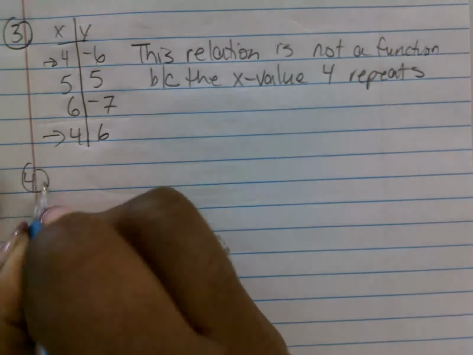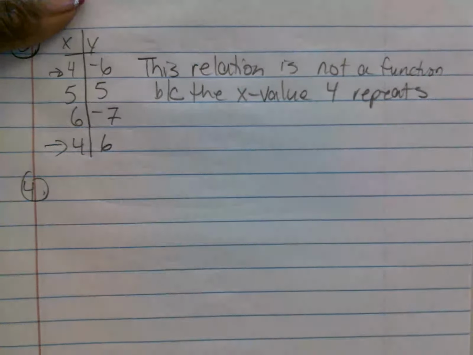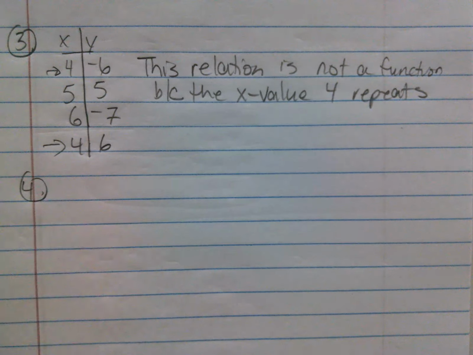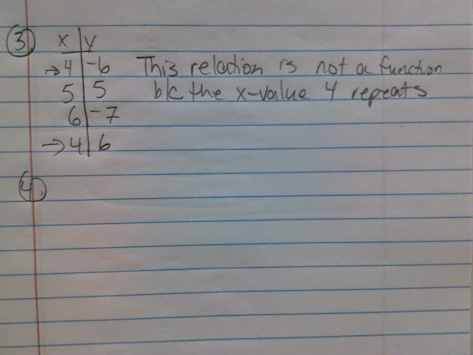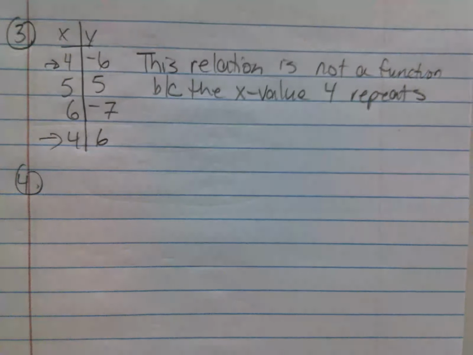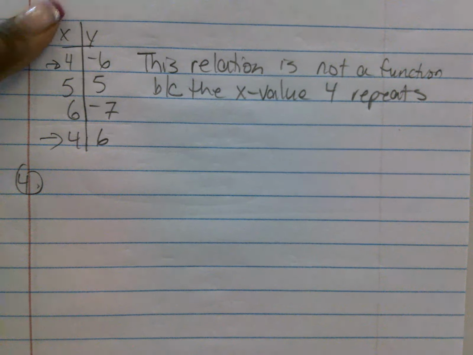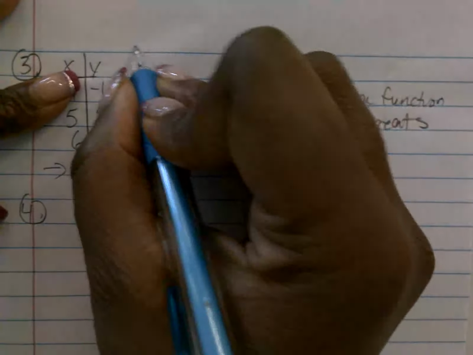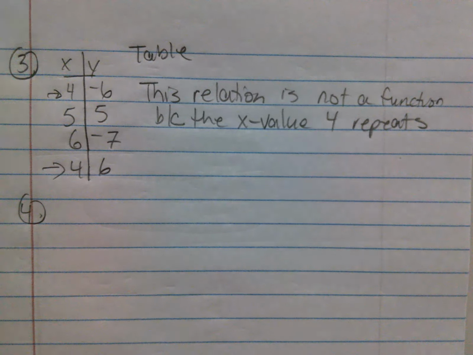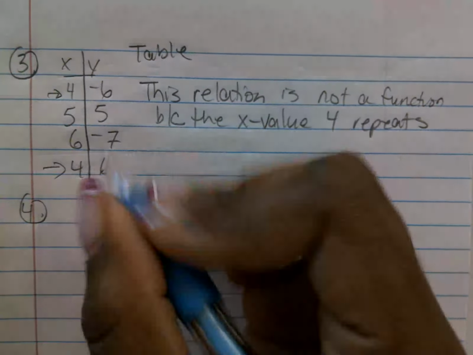Number 4. Remember, this is a table, but it's still a relation, because it's a set of ordered pairs, but this set of ordered pairs is arranged as a table. I cannot say that this table is a function table because it's not a function. I can only say it's a function table when the x values do not repeat. So this would just be a table. It would not be a function table. Any questions about that? Let's try this one.